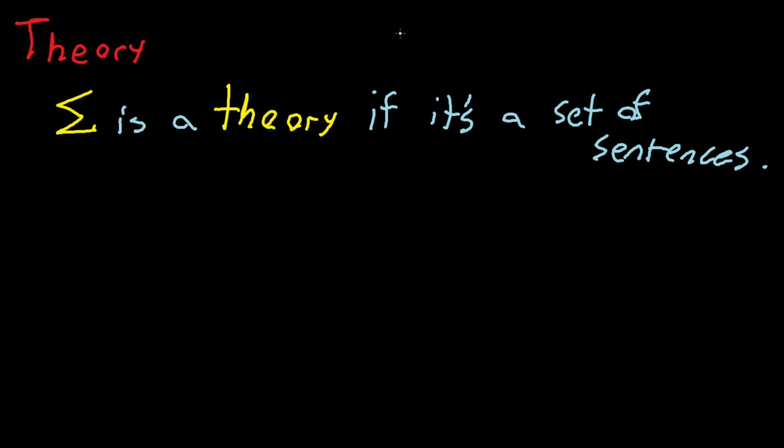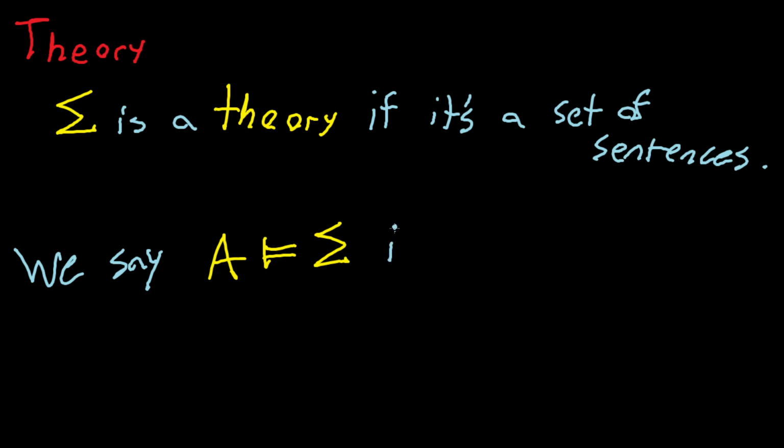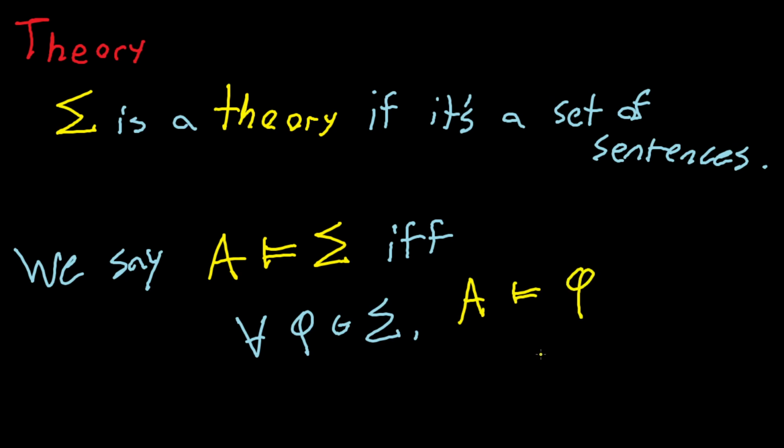And now the most important first goal we have is extending the definition of a model to handling sets of sentences. And it's a very simple extension. It's exactly what you would expect. So we'll say that A models sigma exactly if for every sentence in the set, A models that sentence. So it's a very simple definition.